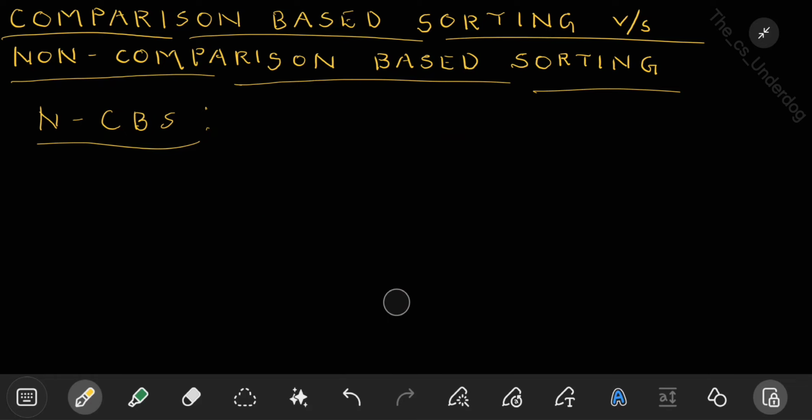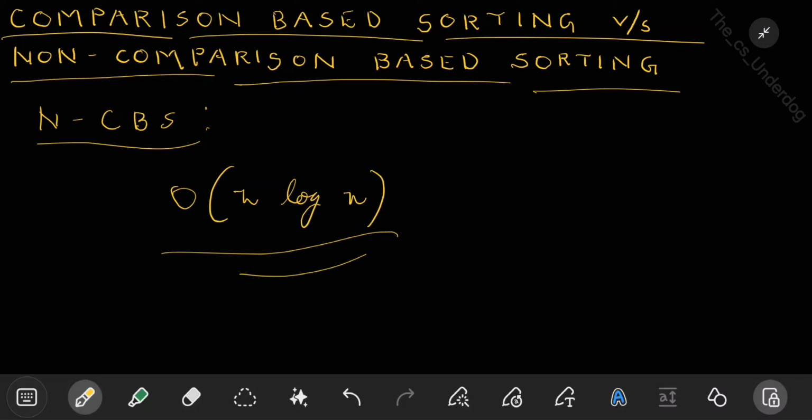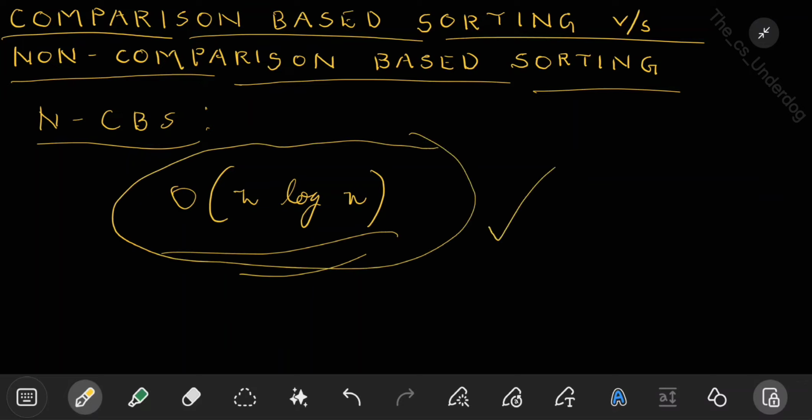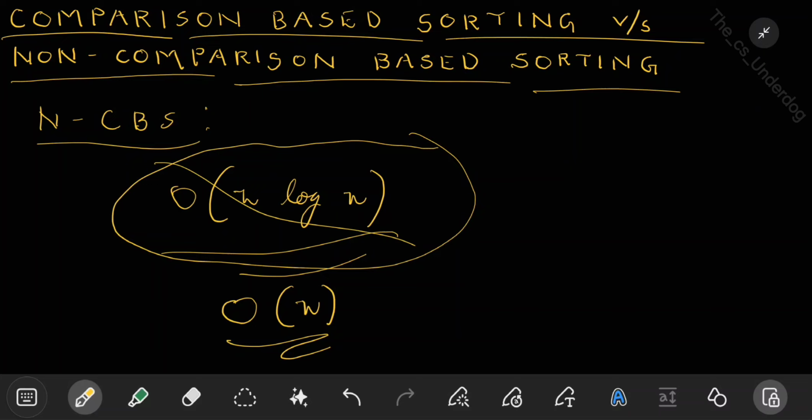The most important thing about non-comparison based sorting is that these sorting algorithms can do better than order of n log n time complexity. In case of comparison based sorting, we saw n log n is the best possible time complexity we were able to achieve. But in case of non-comparison based, in specific cases, you will be able to achieve even order of n time complexity. So order of n log n is no more the best time complexity.